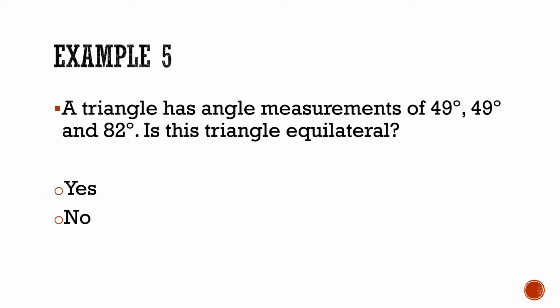49 degrees, 49 degrees, and 82 degrees. Is this triangle equilateral? So remember we said equilateral means that all three sides were the same. And if all three sides were the same, then we would have had to have all three angles the same. And all three of these angles are not the same. So no, this is not an equilateral triangle.